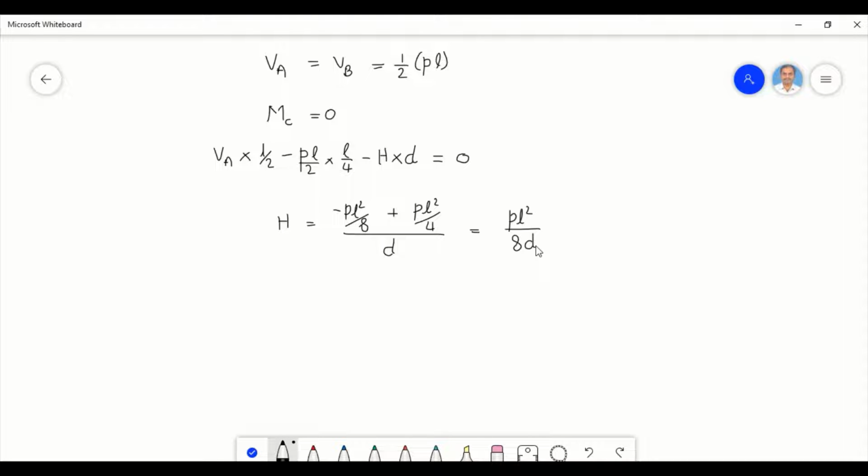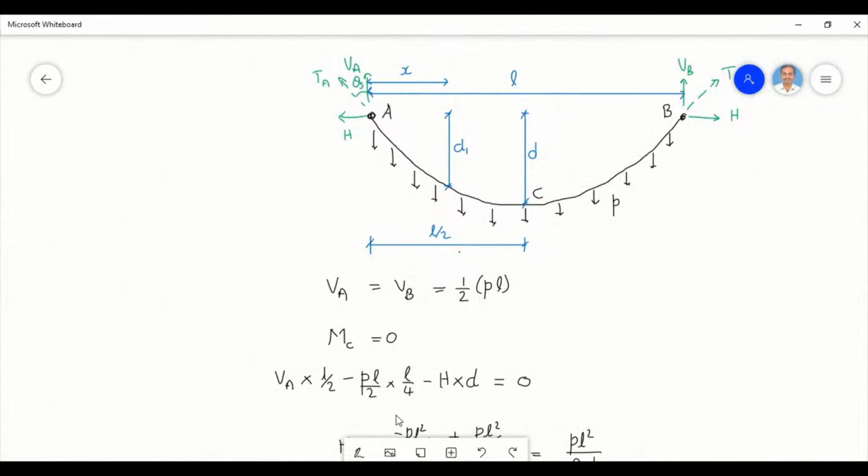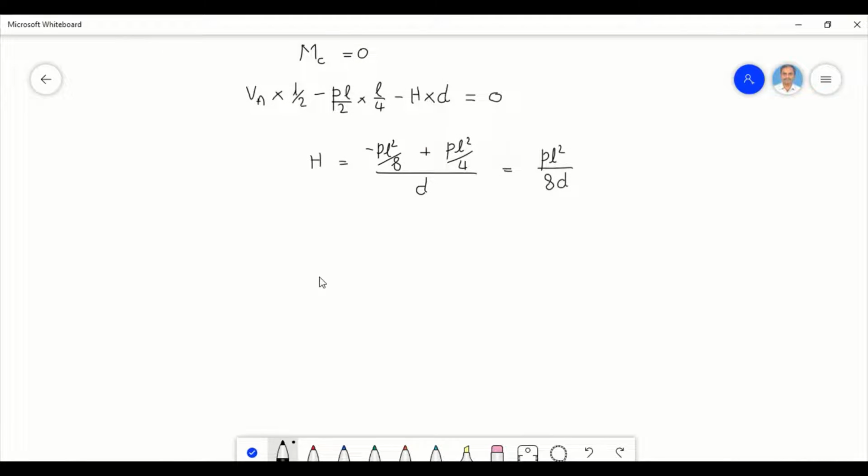Now we will consider any random section X acting at a distance of small x from the left support. Let me consider this as the section x. This is acting at a distance of small x from the left support, and the dip at this point x, let it be d1. We will try to find the value of this d1.